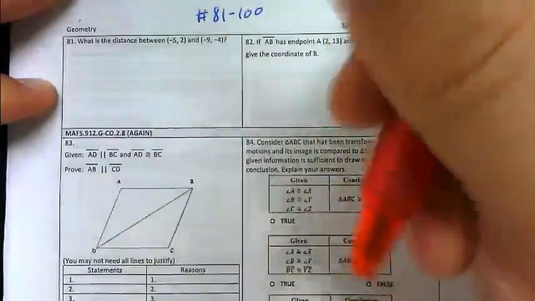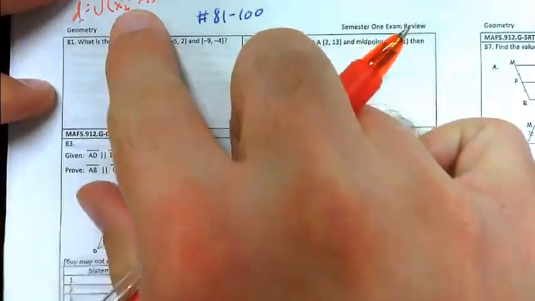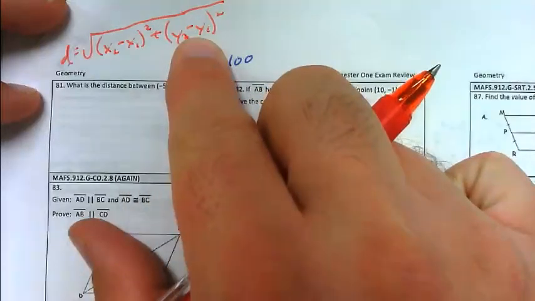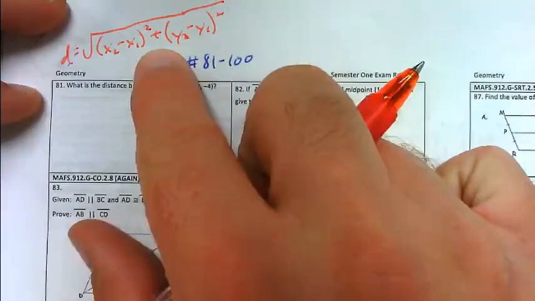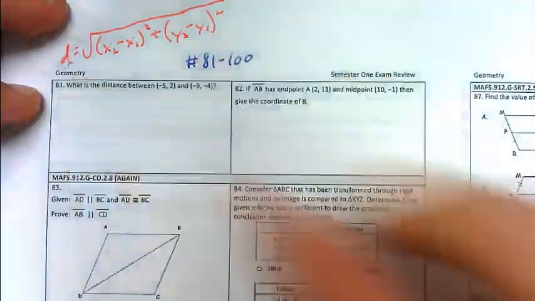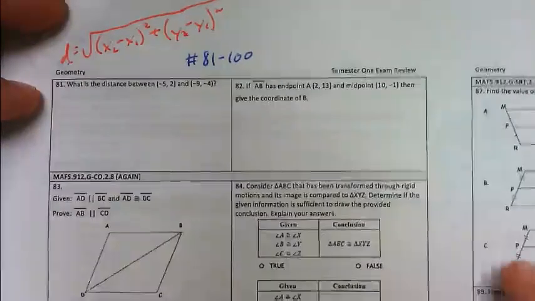Your distance formula, let me write that in a different color. Your distance formula is the square root of x2 minus x1 squared plus y2 minus y1 squared. Again, difference of the x's squared, difference of the y's squared, add them together, square root it, gives you a distance. Again, that formula is based off of Pythagorean theorem.